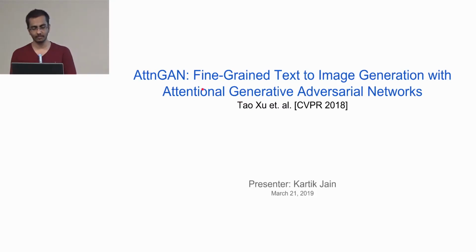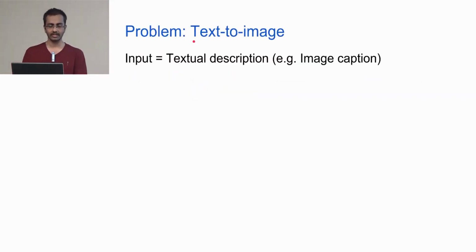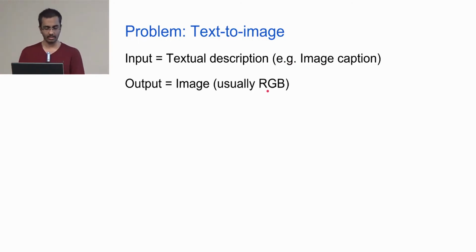So let's start off by first defining the problem, which is text to image. As you would expect, the input is a textual description. It can be something like an image caption or some kind of description which basically tells you about the components of the image. The output is an image, which is usually RGB.